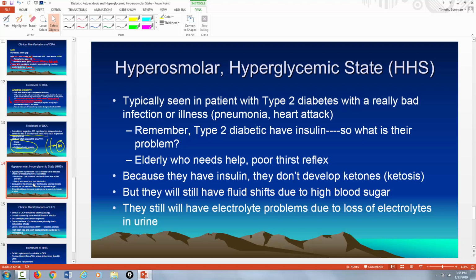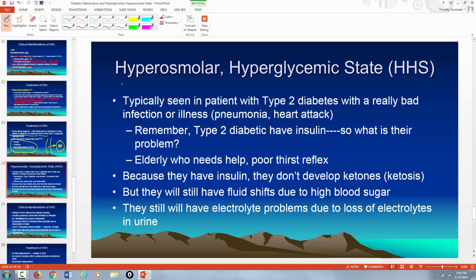So one of the big problems you've got to remember is in the elderly, because they have a poor thirst reflex. If water's getting drawn out of their cells, even though they should be thirsty, they may not be, so that can lead to that hypovolemia problem. And then because they have insulin, they don't develop that ketosis or ketoacidosis. It's very rare, but they still got those fluid shifts, and they still have those big problems with electrolytes. So their problem basically is the fluid shifts and the electrolyte disturbances.